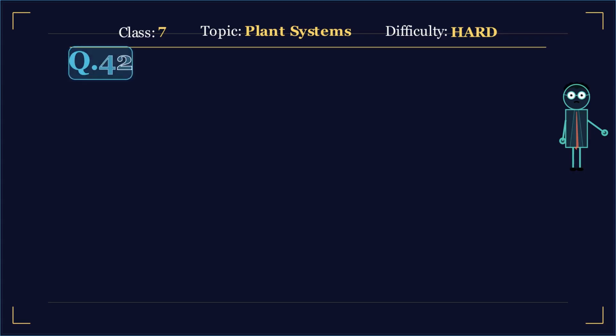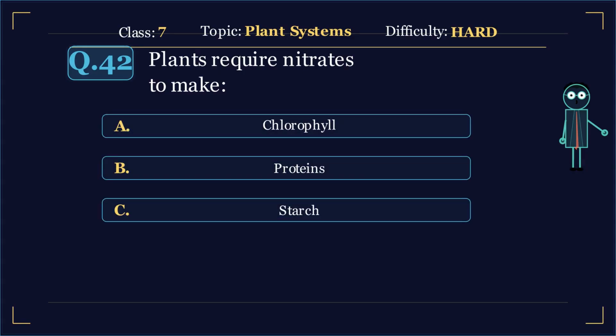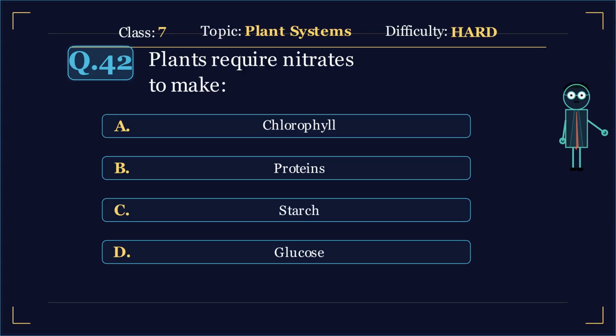Question 42. Plants require nitrates to make. Option A, chlorophyll. Option B, proteins. Option C, starch. Option D, glucose.